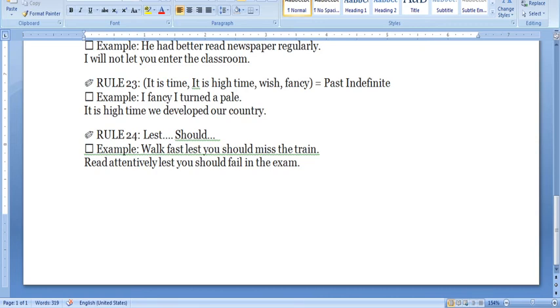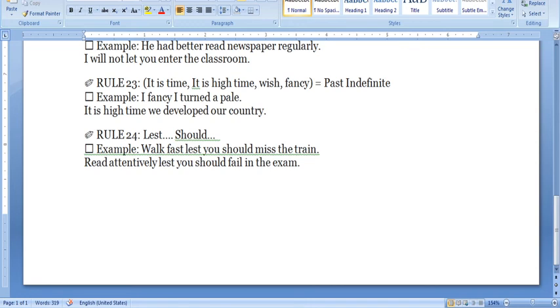Last rule for today, it says if you find lest in any sentence, then you will take should before the verb. So as soon as you take should, then we know that after can, could, may, might, will, shall, should, the base form is used. So we'll take base form or main form of the verb. So for example, work hard lest you should miss the train. Read attentively lest you should fail in the exam. So this much. So the last two rules are very simple.